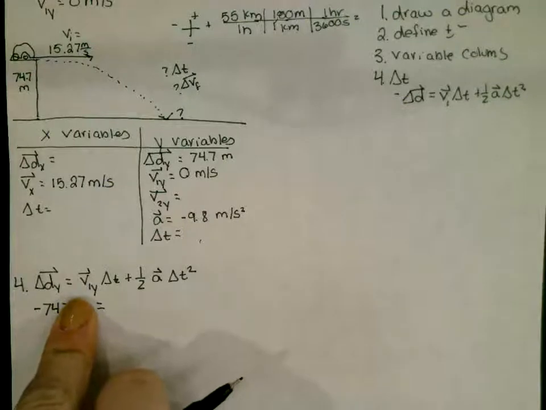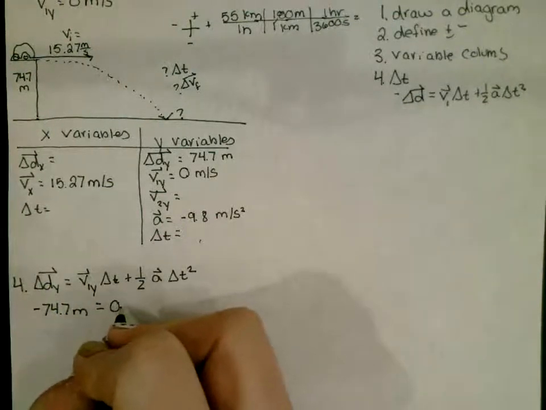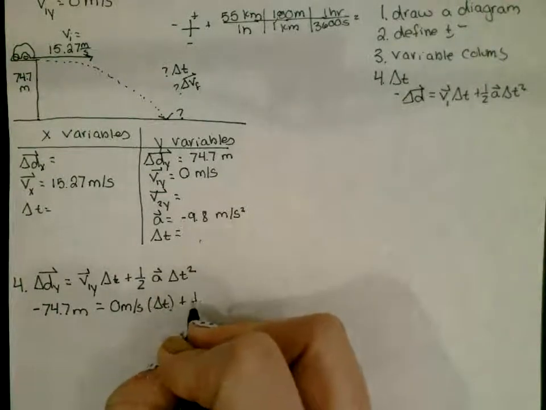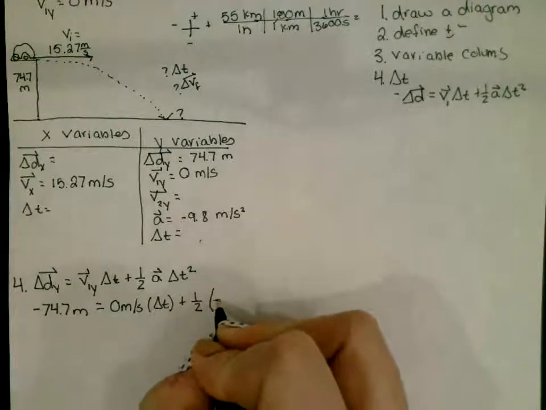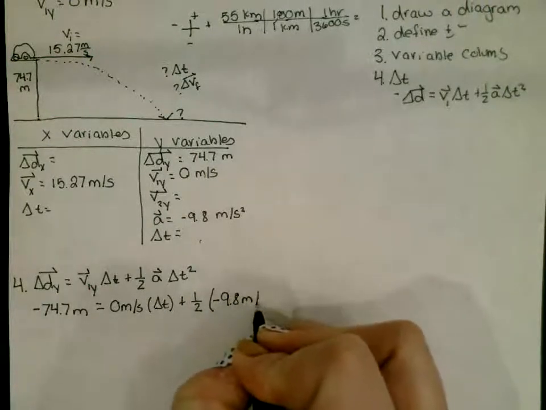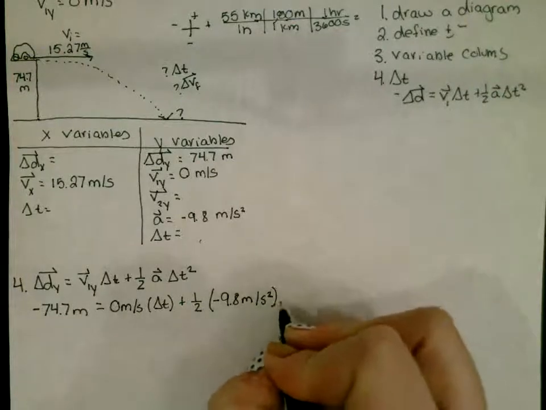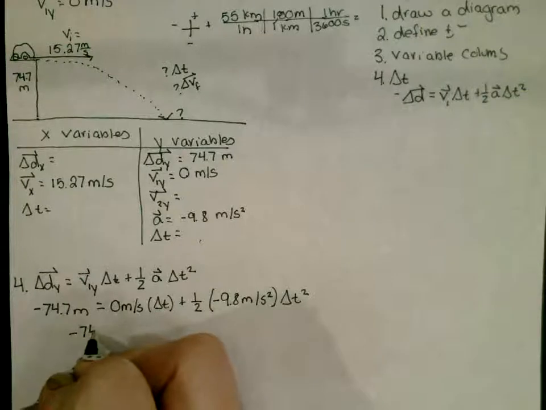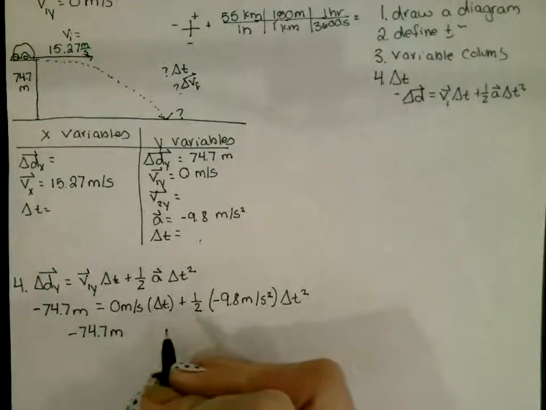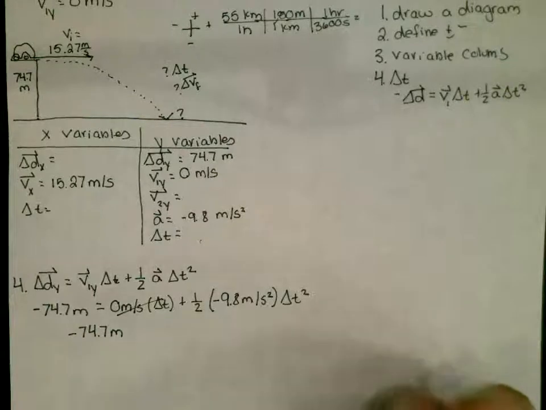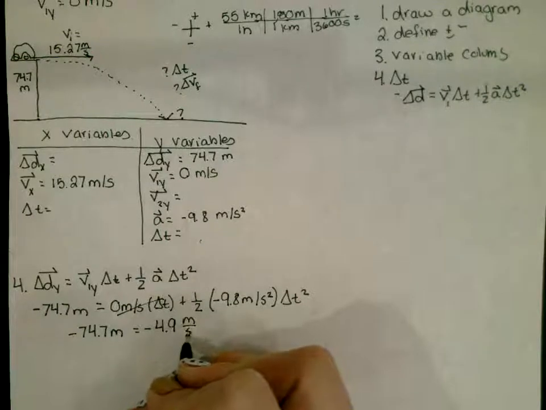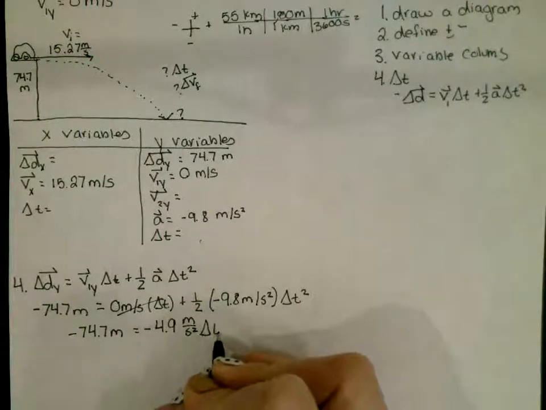My initial velocity vertically was 0 times my change in time plus 1/2. Acceleration is negative 9.8 meters per second squared. Change in time squared. So I'm going to get negative 74.7 meters. That's all going to cancel out. Equals negative 4.9 meters per second squared, change in time squared.